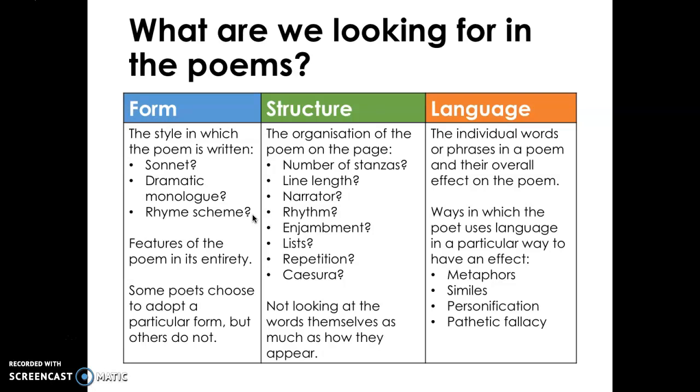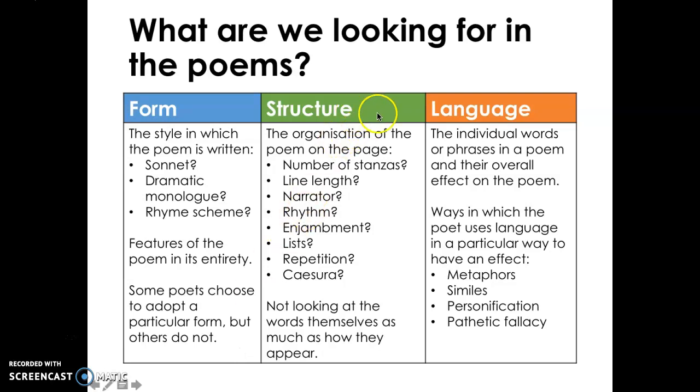There are certain pro formas that poets can follow, certain structures and styles of poetry that poets can follow when writing their poems, and sometimes this links to the message or the idea of the poem. Sometimes it's just a reflection of the time in which it was written, but essentially we're considering the poem as a whole, considering the features of the poem in its entirety. What is the form of it? How does this link to its main messages, themes, and ideas? As I said, some poets choose to adopt a particular form, but others do not, and often this can link to what the poem is about, and this is something we'll be looking for.